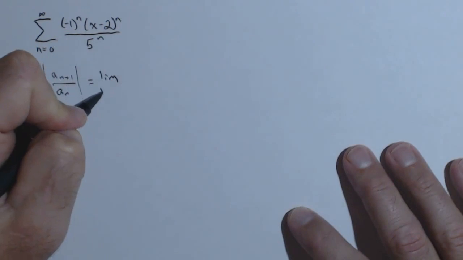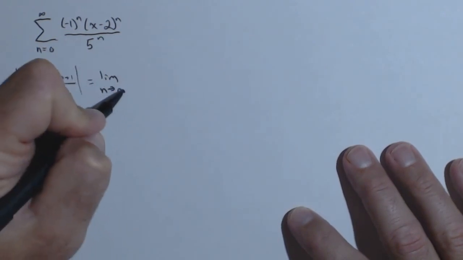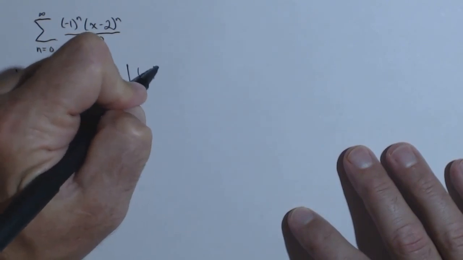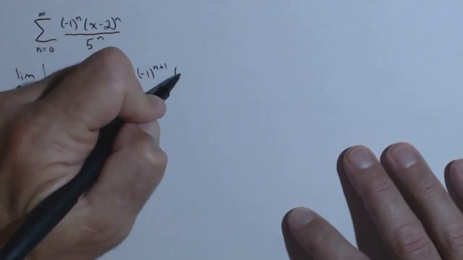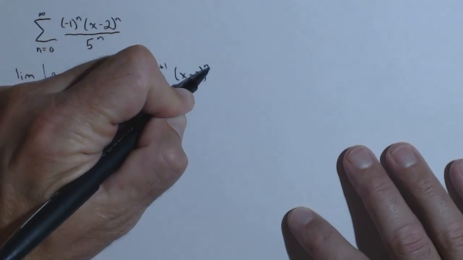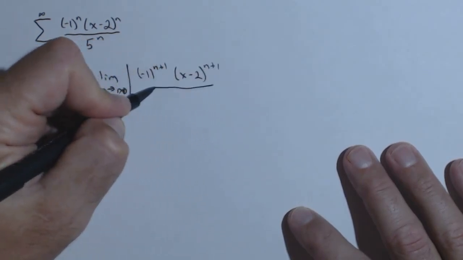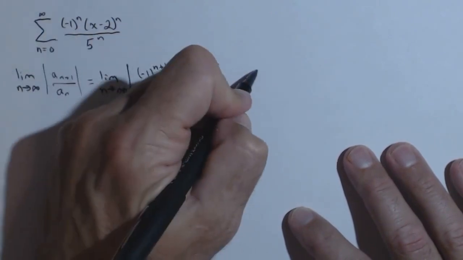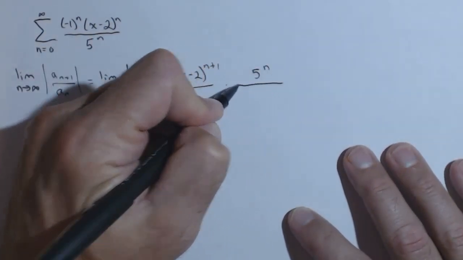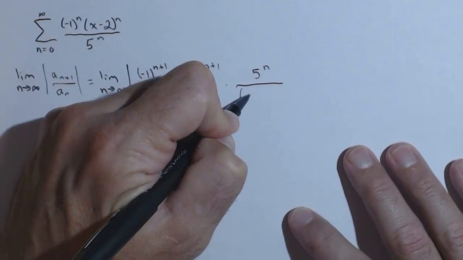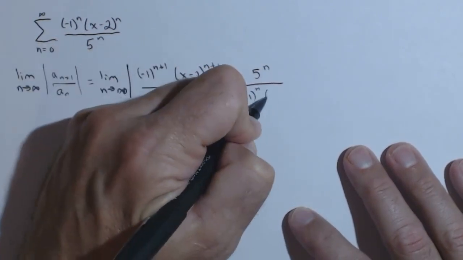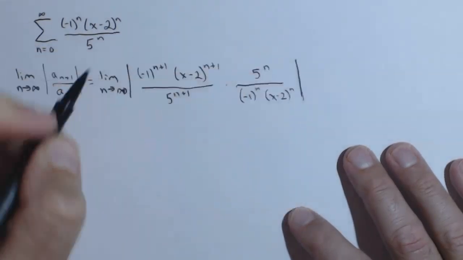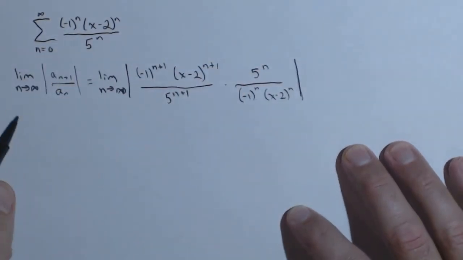So we have the limit as n goes to infinity of the absolute value of negative 1 to the n plus 1, x minus 2 to the n plus 1, over 5 to the n plus 1 times the reciprocal of the original, so 5 to the n, over negative 1 to the n, x minus 2 to the n. Now we'll rewrite and see what kind of canceling we can do.